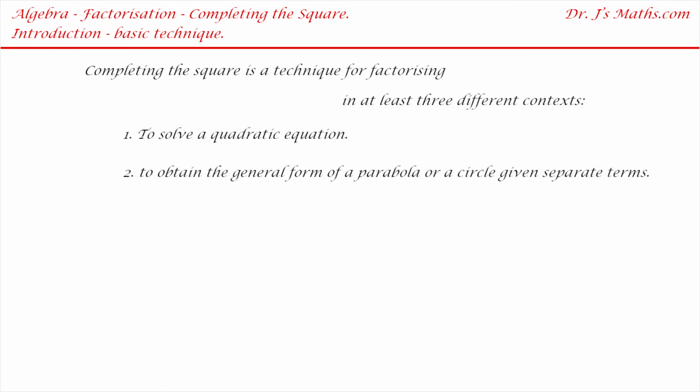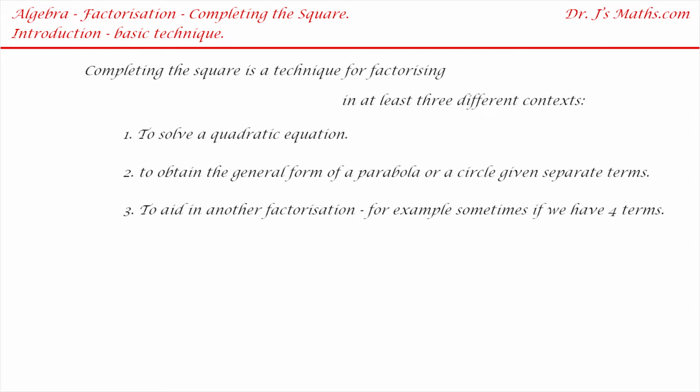Another reason we might complete the square is if we are given the equation of a parabola or a circle. We can use the technique to convert the given equation into a form from which we can read off the main features of the parabola or the circle. We will discuss how the technique can be applied in these circumstances in separate videos dealing with those curves. Finally, completing the square can be used as an early stage in a multi-stage process of factorising.